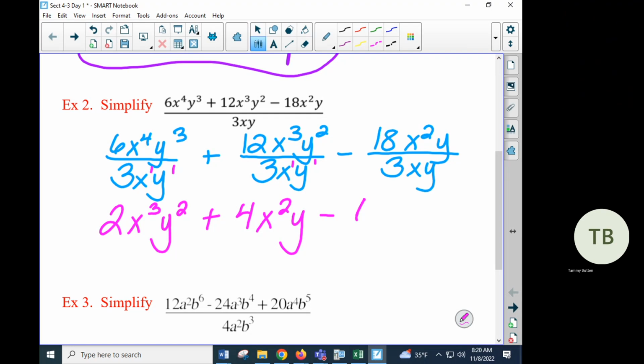18 divided by 3 is 6. We have 2 X's on top, 1 X on the bottom. 2 minus 1 is 1, so we have 1 X on the top. These Y's, we have 1 Y on top and 1 Y on the bottom. So basically you can just think that those cross out and you're just left with no Y's. So that would be your answer.